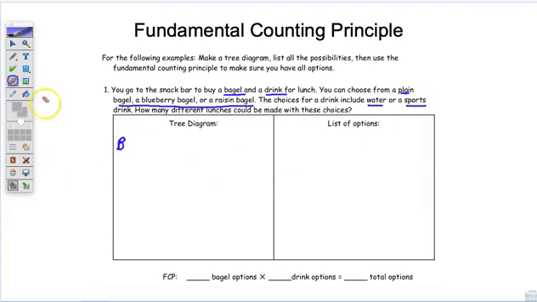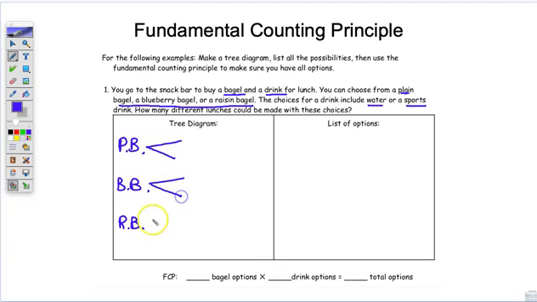Let's use PB to represent our plain bagel. Let's use BB to represent the blueberry bagel, and RB to represent the raisin bagel. From each of these choices, we're going to extend 2 tree branches because there are 2 choices for drinks, water and a sports drink. So I'm going to use W for water and SD for sports drink.